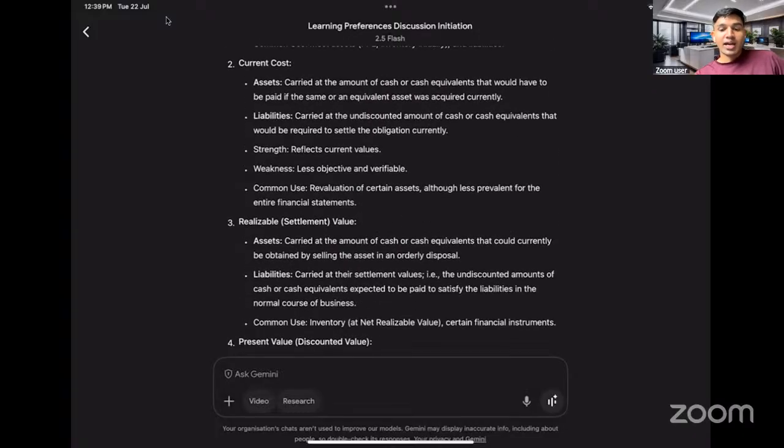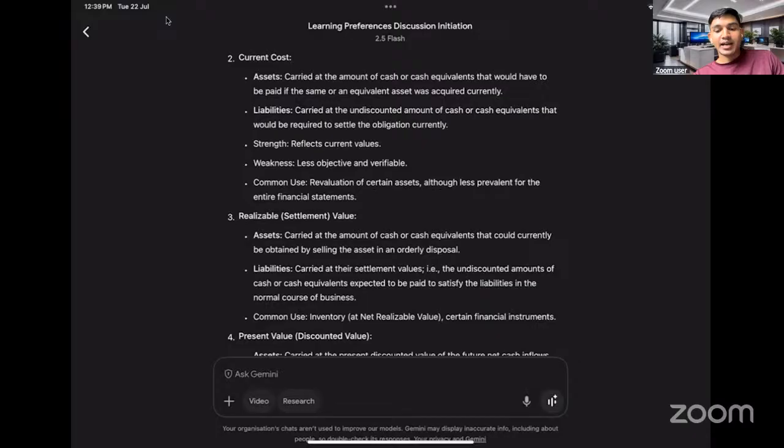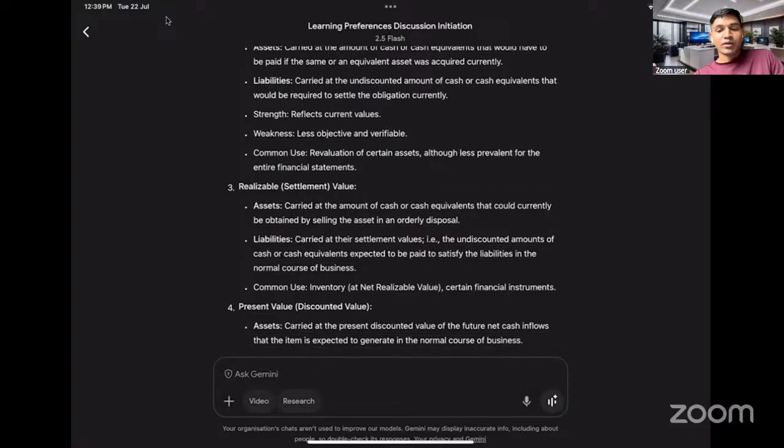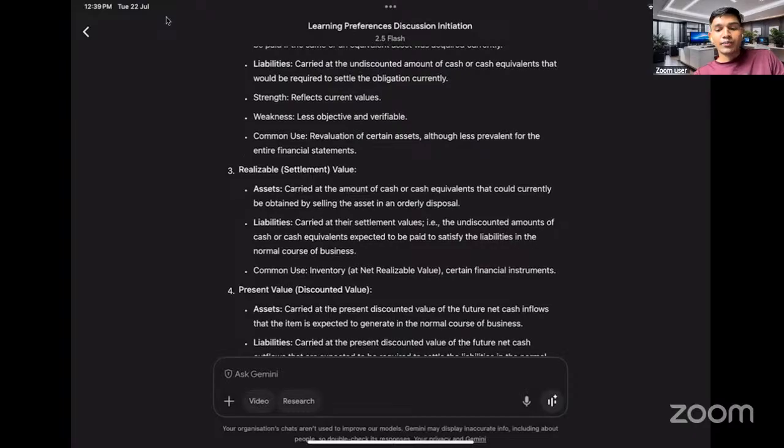Current cost. Assets are carried at the amount of cash or cash equivalent that would have to be paid if the same or equivalent asset was acquired currently. Liabilities are carried at the undiscounted amount of cash or cash equivalent that would be required to settle the obligation currently. Strength: reflects current value. Weakness: less objective and verifiable. Common use: revaluation of certain assets, although less prevalent for the entire financial statement.